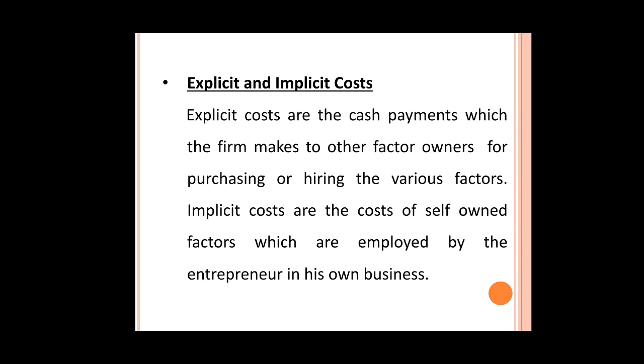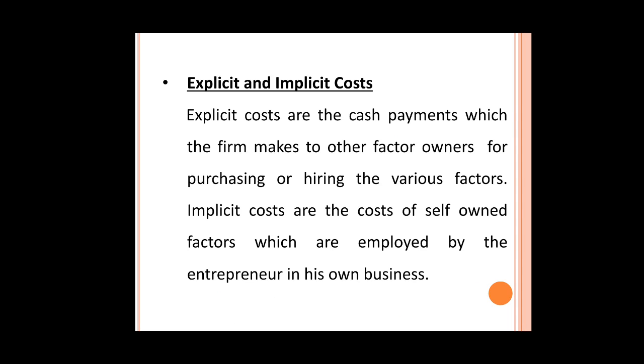On the other hand, implicit costs are the costs of self owned factors which are employed by the entrepreneur in his own business. That is, those are the costs which are not to be paid out to others or outsiders. Rather, they are costs of using resources or factors already owned by the producer himself. They are equal to what these resources or factors could earn in the next best alternative use.